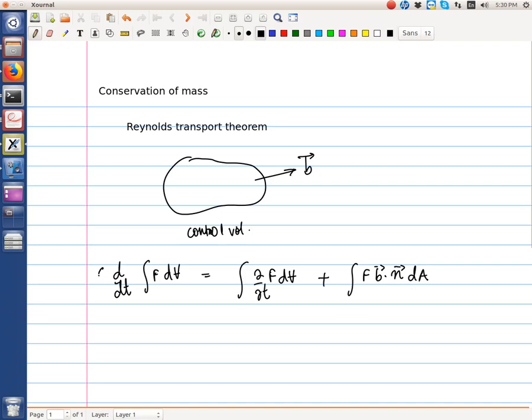We appreciate the fact that d/dt is also D/Dt because it's a Lagrangian term and it's essentially a total derivative. So we are tracking this mass as it goes through the fluid, as it travels with velocity b. Now b may or may not be equal to the fluid velocity u. There is no necessity that b be equal to u. u is the fluid velocity.